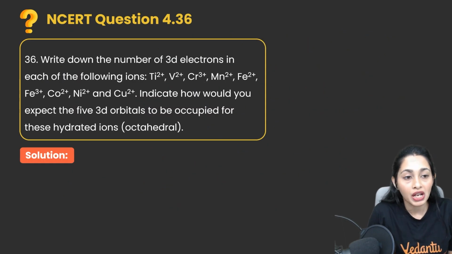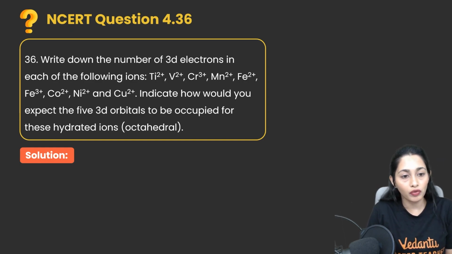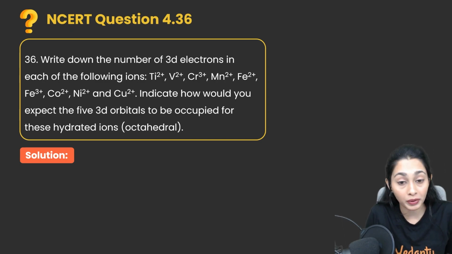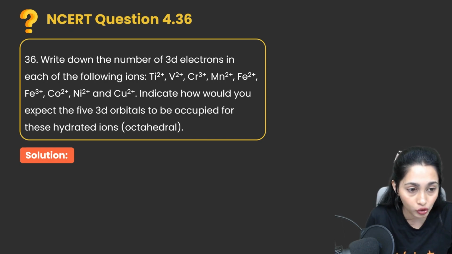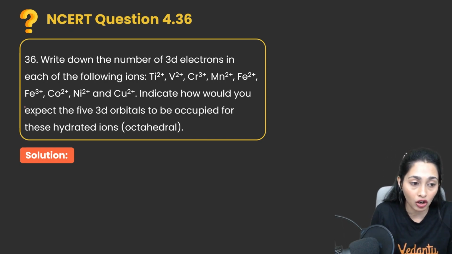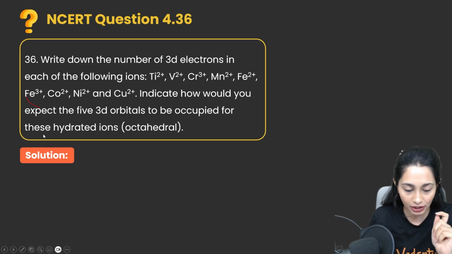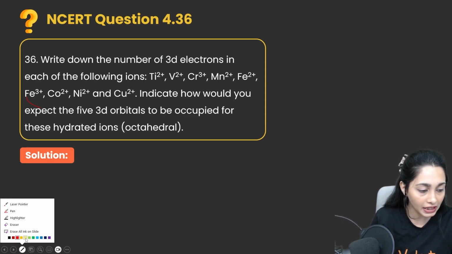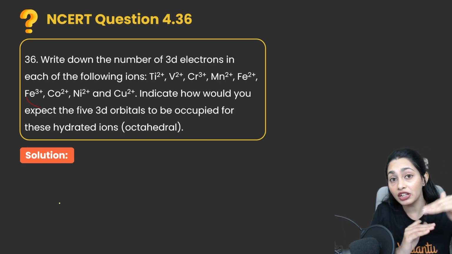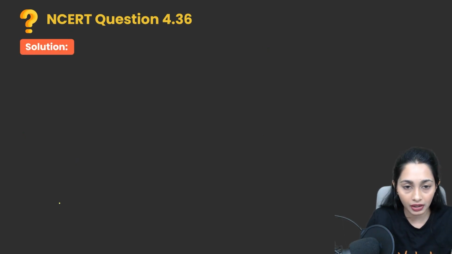Question number 36. Write down the number of 3d electrons in each of the following ions. There are a few ions given here: titanium 2+, vanadium 2+, chromium 3+, manganese 2+, iron 2+, iron 3+, cobalt 2+, nickel 2+, and copper 2+. Indicate how you would expect the five 3d orbitals, we have t2g and eg sets of orbitals, to be filled. How are we going to accommodate the electrons in those respective energy levels? We need to indicate that.